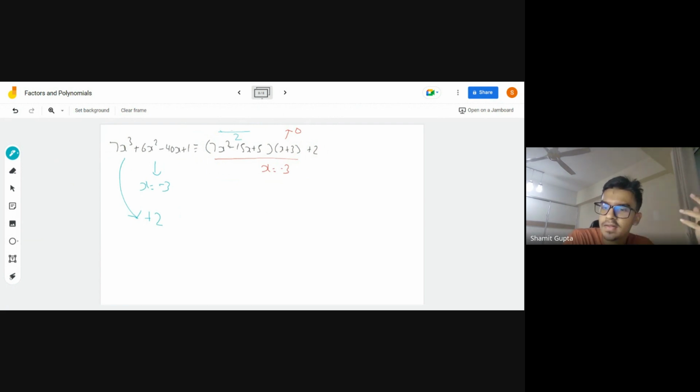Now, what does that mean? If any number is divided by a factor and it gives you a remainder, so now it's divided by x plus 3 and it gives you a remainder of 2, what does that mean? If it's x plus 3, I want the red underlined part to become equal to 0. So I can make x equal to negative 3 and then I'm getting a remainder of 2. So that means if px equals 7x cubed plus 6x squared minus 40x plus 1, then p of negative 3 is equal to 2.